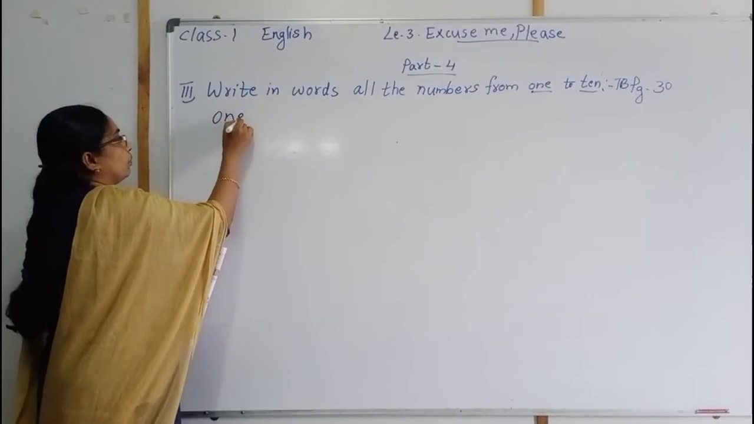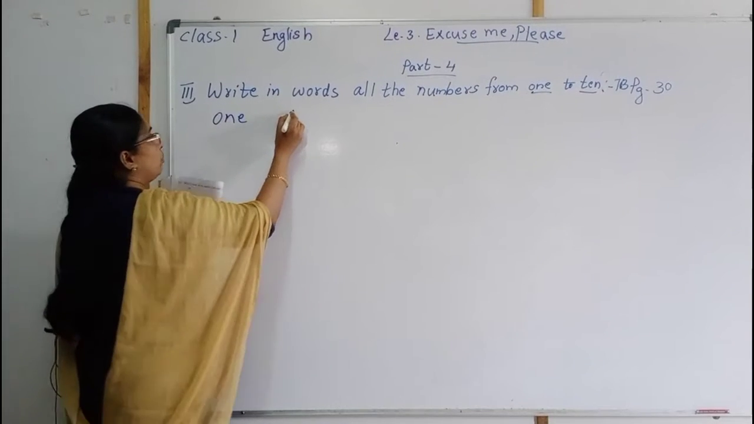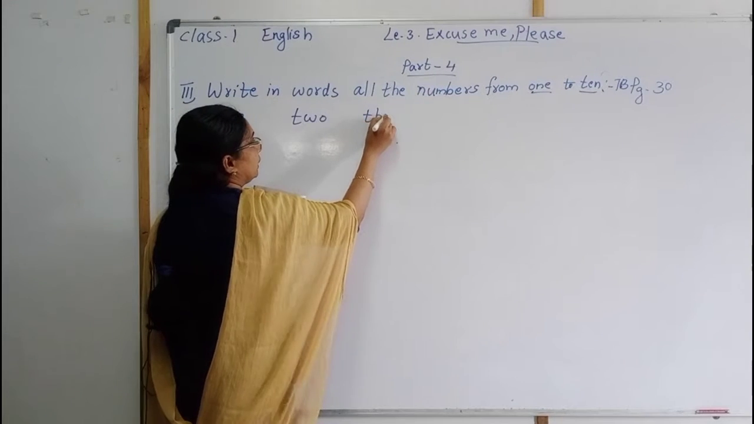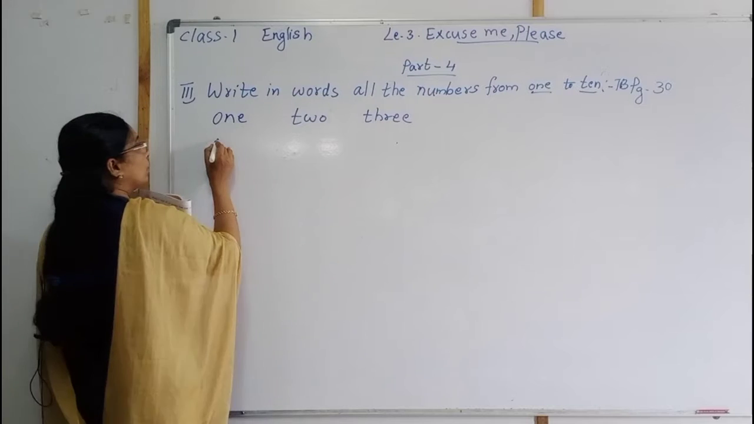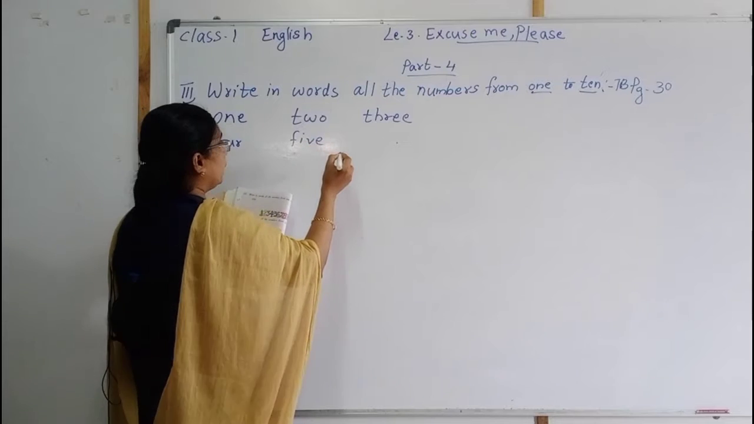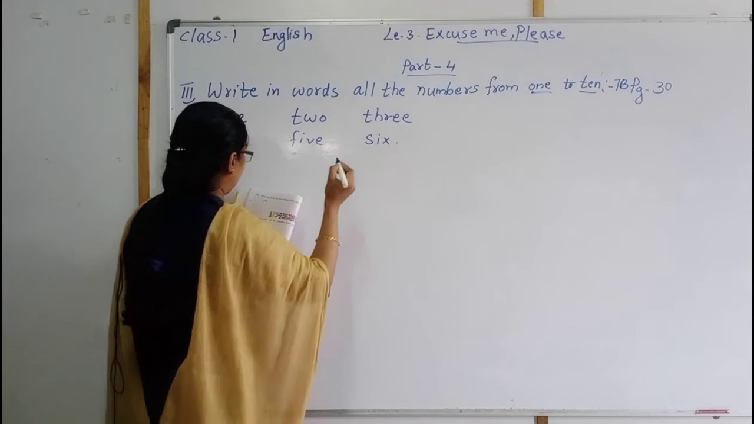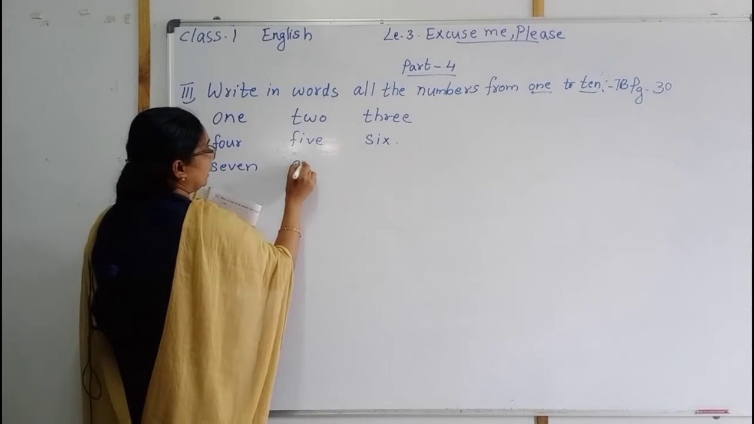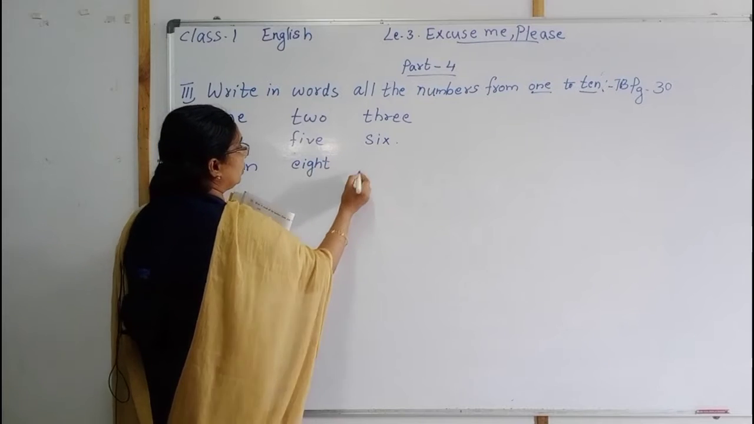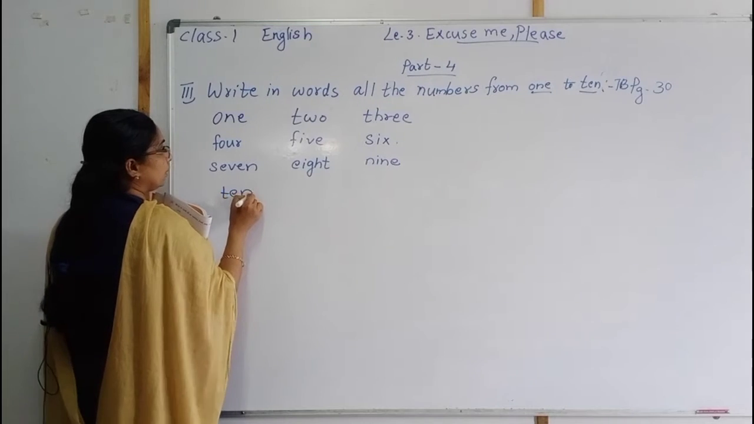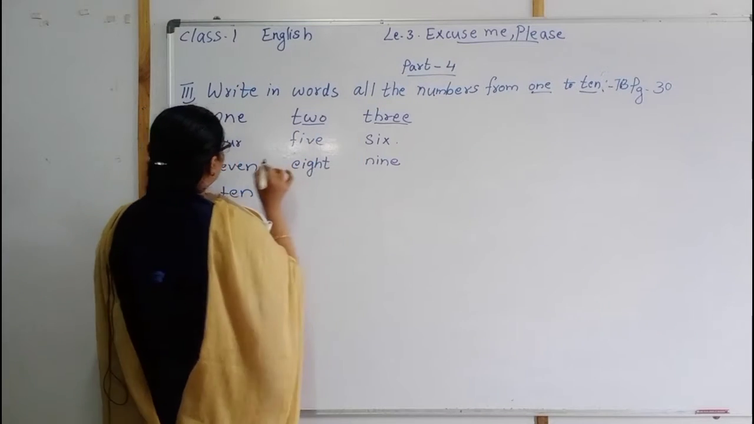We'll write, children. 1, O-N-E, 1. Next, T-W-O, 2. T-H-R-E-E, 3. Next, F-O-U-R, 4. F-I-V-E, 5. S-I-X, 6. S-E-V-E-N, 7. E-I-G-H-T, 8. N-I-N-E, 9. T-E-N, 10.